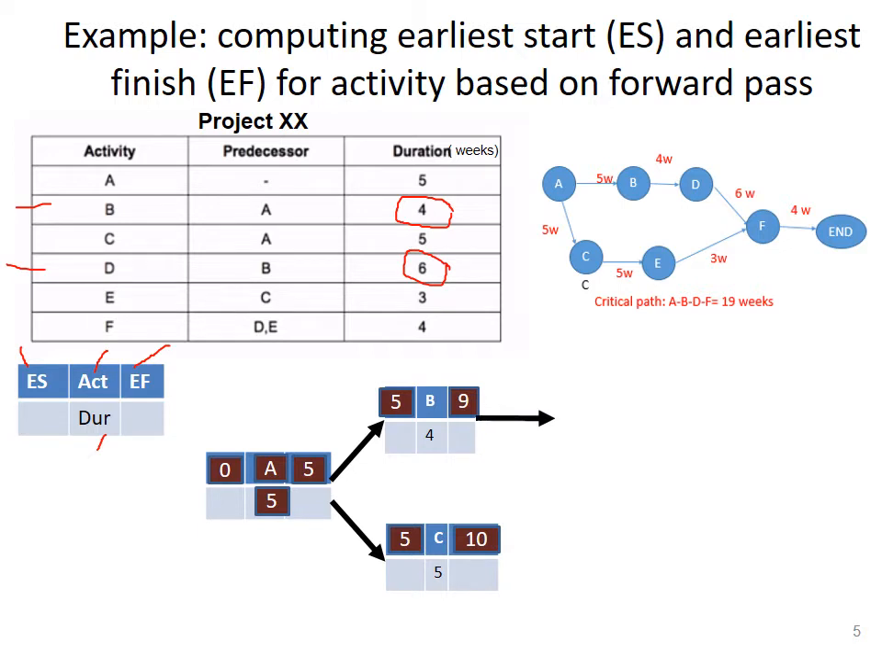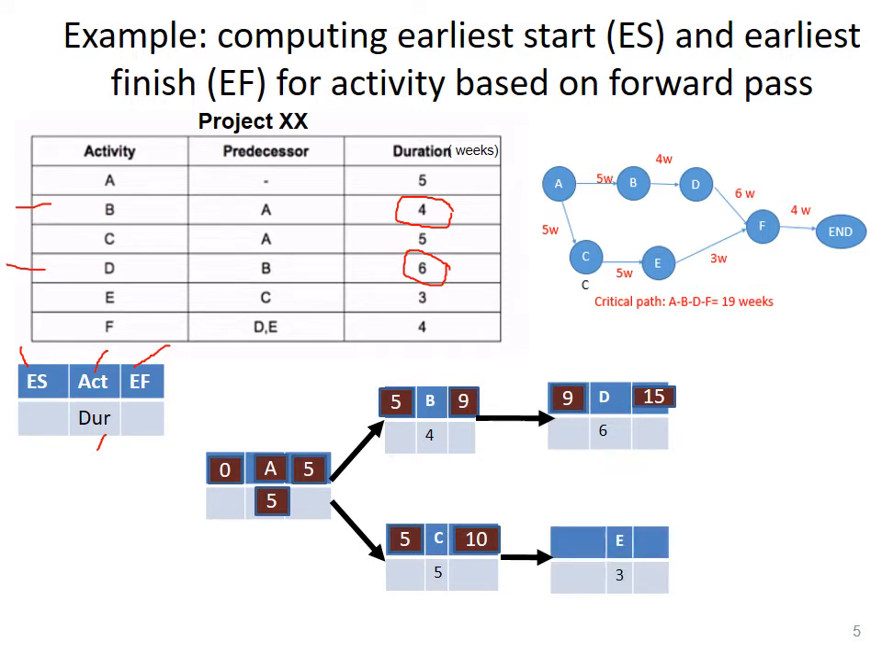So after B ialah activity D. Okay, so D duration 6 minggu. D hanya boleh dimulakan selepas B tamat pada minggu ke-9. Jadi earliest start time for D ialah week 9 dan akan tamat pada week 15. Okay, 9 tambah 6, 15.